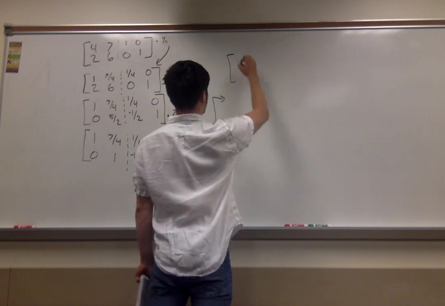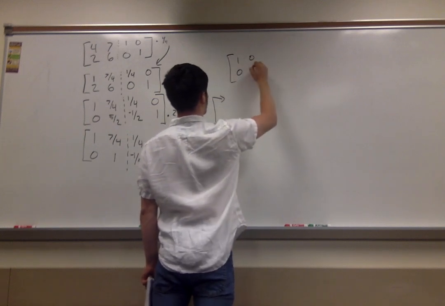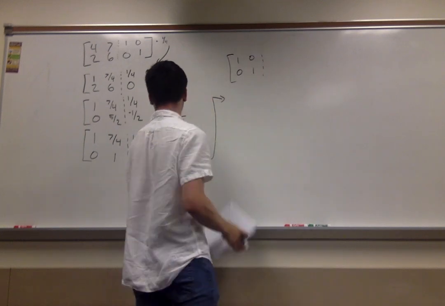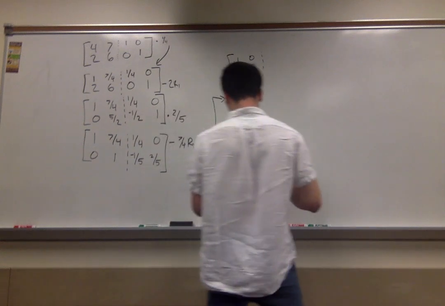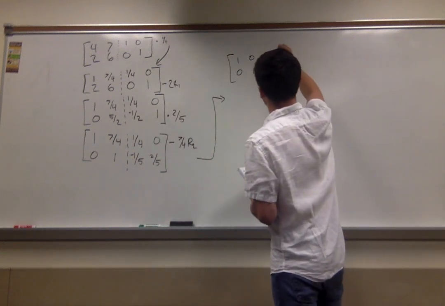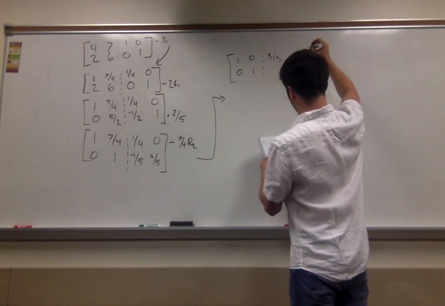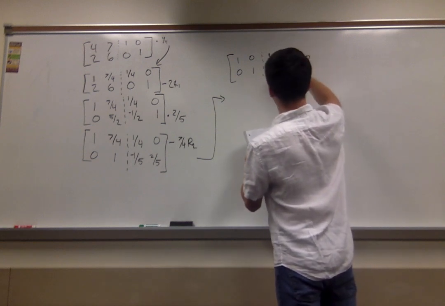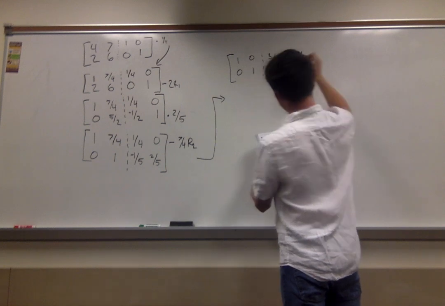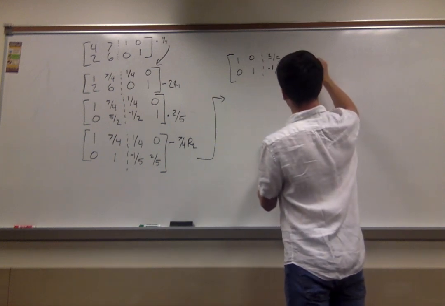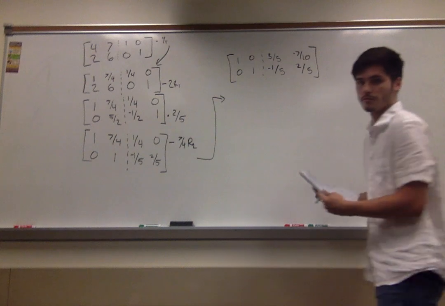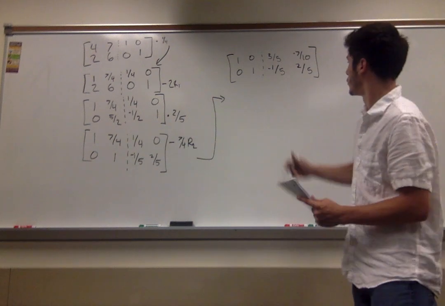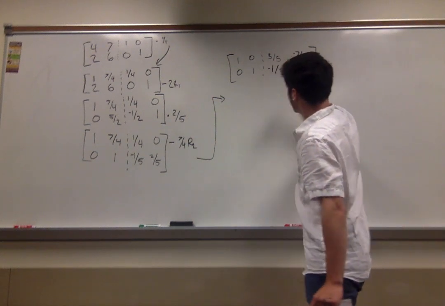We've got 1, 0, 0, 1, augmented with our final solution, which is 3/5, negative 7/10, negative 1/5, and 2/5. So hopefully that's legible. That's a negative 1/5.